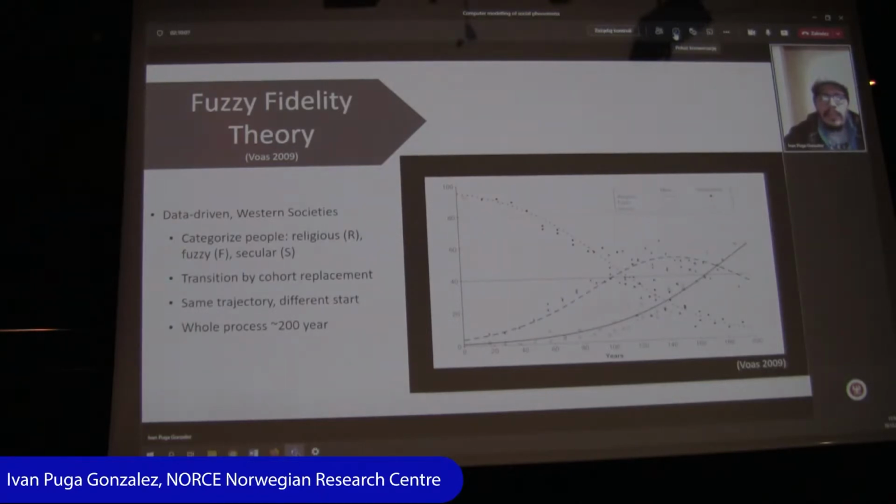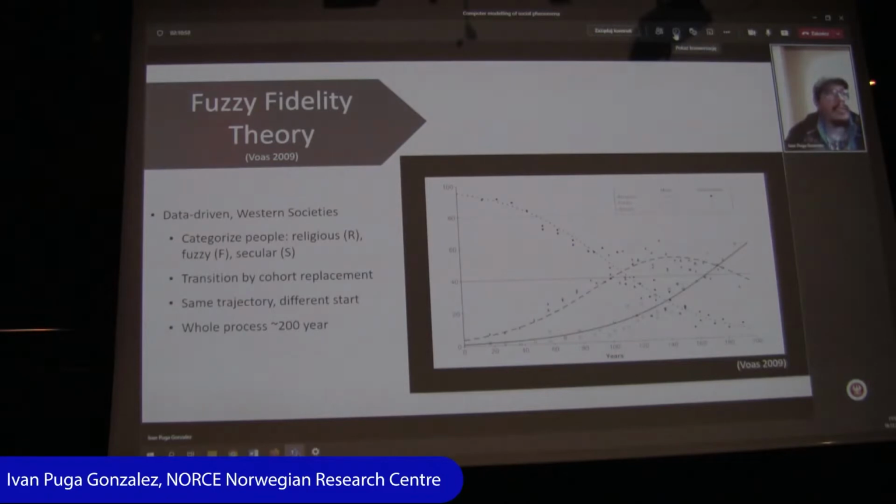So as you can see here, what he suggests in his theory is that the secularization process, the transition from very religious societies to secular ones, appears to happen by cohort, right? And that all the countries more or less have the same trajectory, but they may be at a different starting point, and that the whole process takes around 200 years, as you can see here on the graph. Now, the question that we had at the beginning of this project was, okay, how is this secularization process actually happening? Because the data is telling us this is how it looks, but what is behind it? What are the mechanisms?